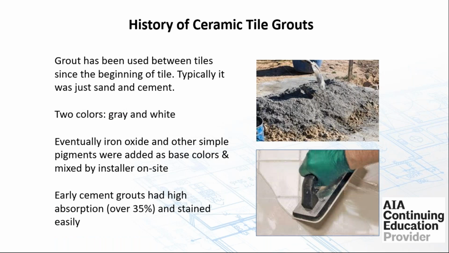Grout has been used between the tiles since the beginning of tile. It is typically just sand and cement. When I first started in the tile industry, coming out of college, a lot of the grout that we did on jobs back then was strictly a mixture of sand and cement, worked in between the joints of the tile. Coloring was added by using lamp black or cement dyes to get different colors of grout. Typically, the two colors that we had were gray and white, and a lot of times I often wish it was back to that gray and white.